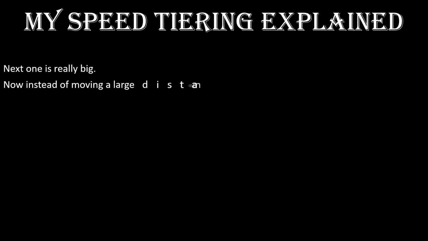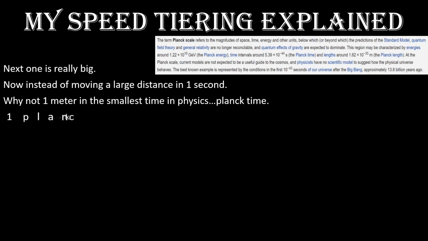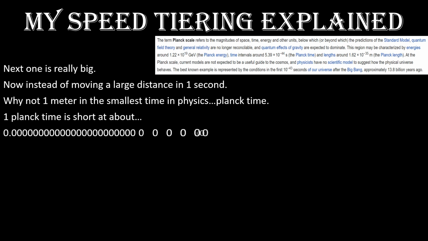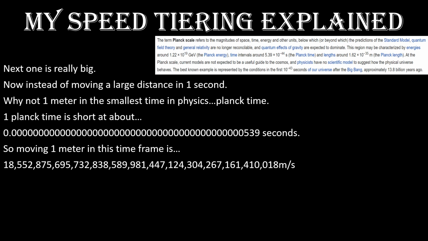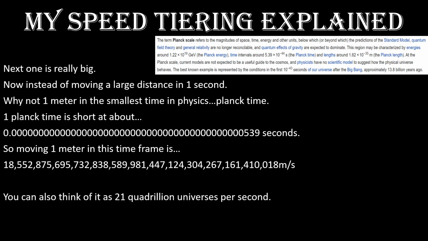Now instead of moving a large distance in 1 second, why not 1 meter in the smallest time in physics, Planck time? 1 Planck time is short at about this. So moving 1 meter in this time frame is 18 tridecillion 552 duodecillion 875 undecillion 695 decillion 732 nonillion 838 octillion 589 septillion 981 sextillion 447 quintillion 124 quadrillion 304 trillion 267 billion 161,410,018 meters per second. You can also think of this as 21 quadrillion universes per second.